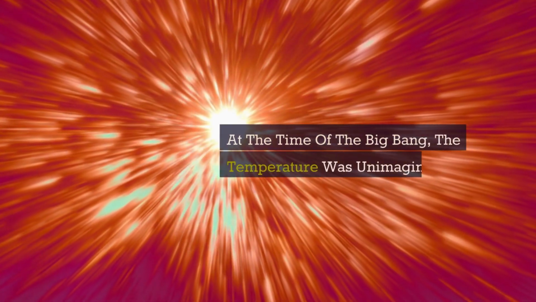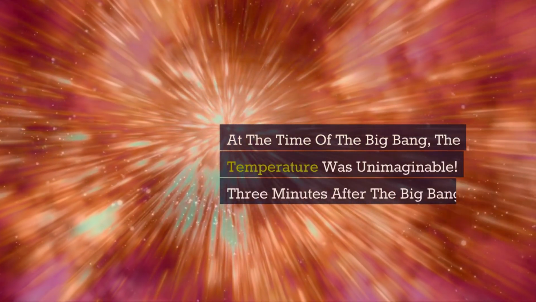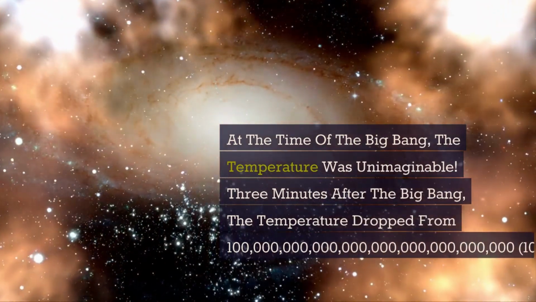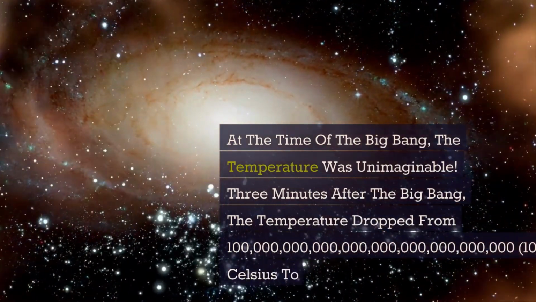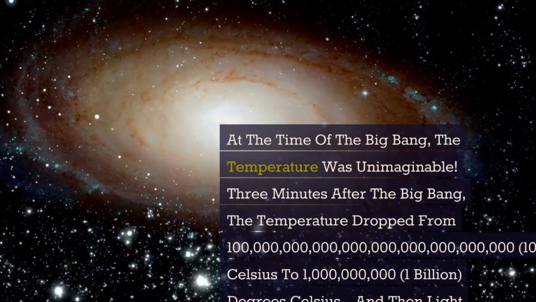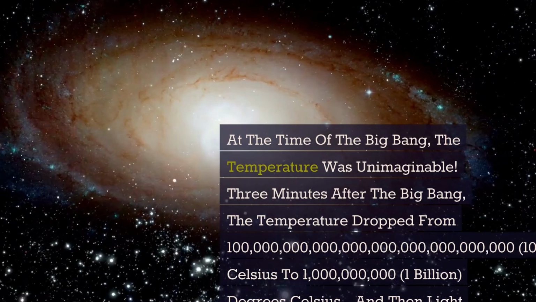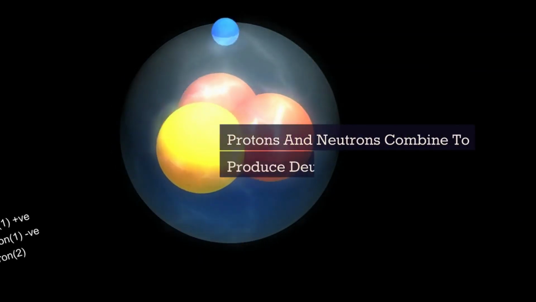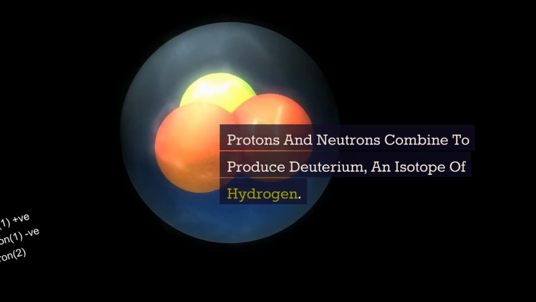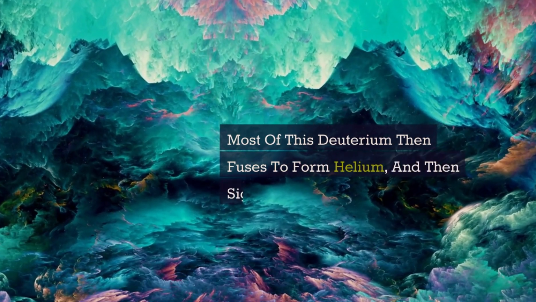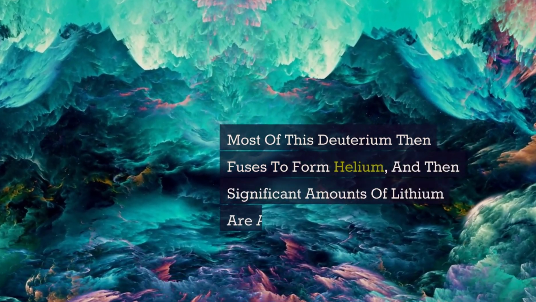At the time of the Big Bang, the temperature was unimaginable. 3 minutes after the Big Bang, the temperature dropped from 100 octillion degrees Celsius to 1 billion degrees Celsius, and then light elements were created in the Big Bang nucleosynthesis process. Protons and neutrons combine to produce deuterium, an isotope of hydrogen. Most of this deuterium then fuses to form helium, and then significant amounts of lithium are also formed.